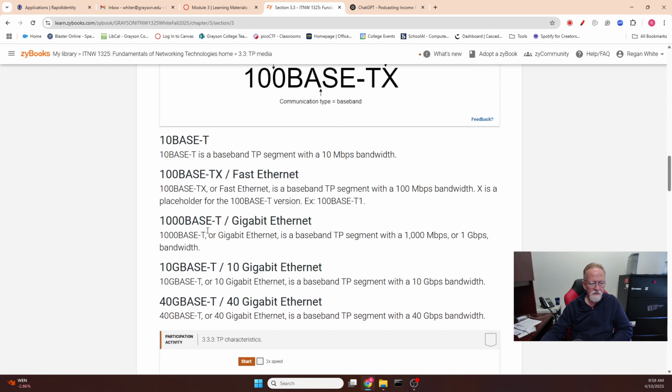And then gigabit is 1000BASE-T. This has to be Cat 5e or Cat 6 or above. 10 gigabit, well, you see the pattern developing here. And then 40 gigabit, 40GBASE, and 10GBASE. Those are the gigabit ones.